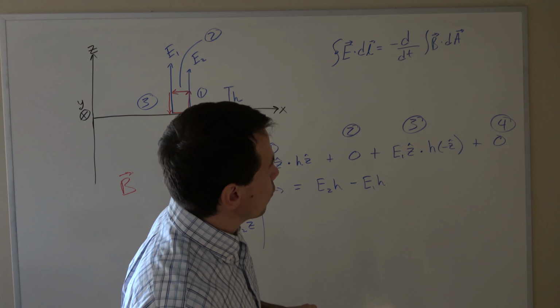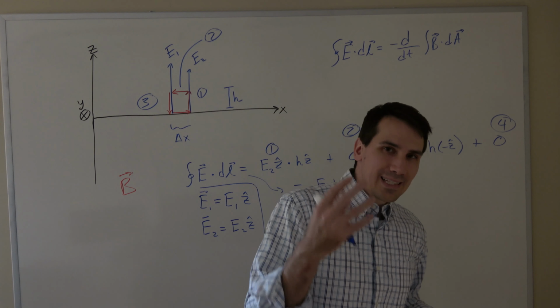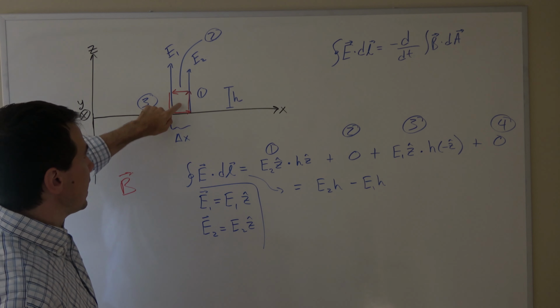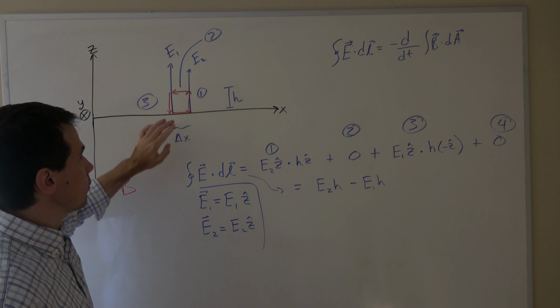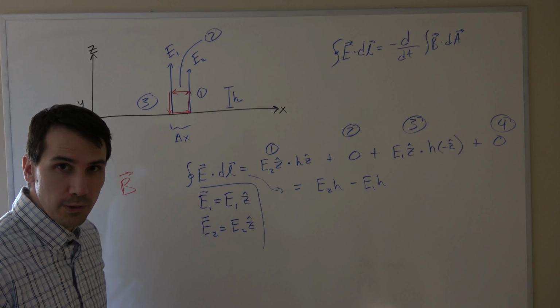All right, so let's think about this magnetic flux. The magnetic flux is simply the magnetic field dotted with the area vector for this loop, the area enclosed by the actual loop.